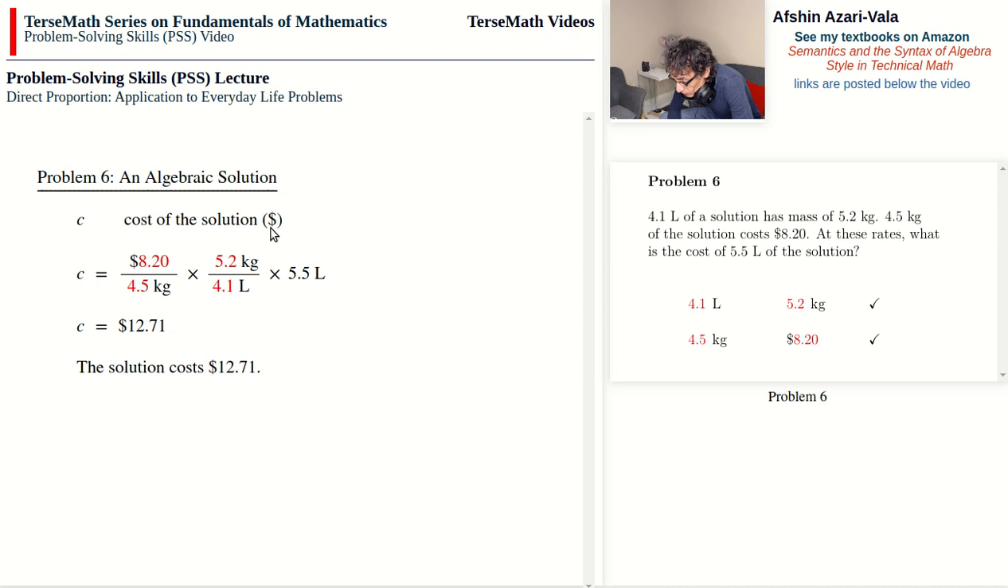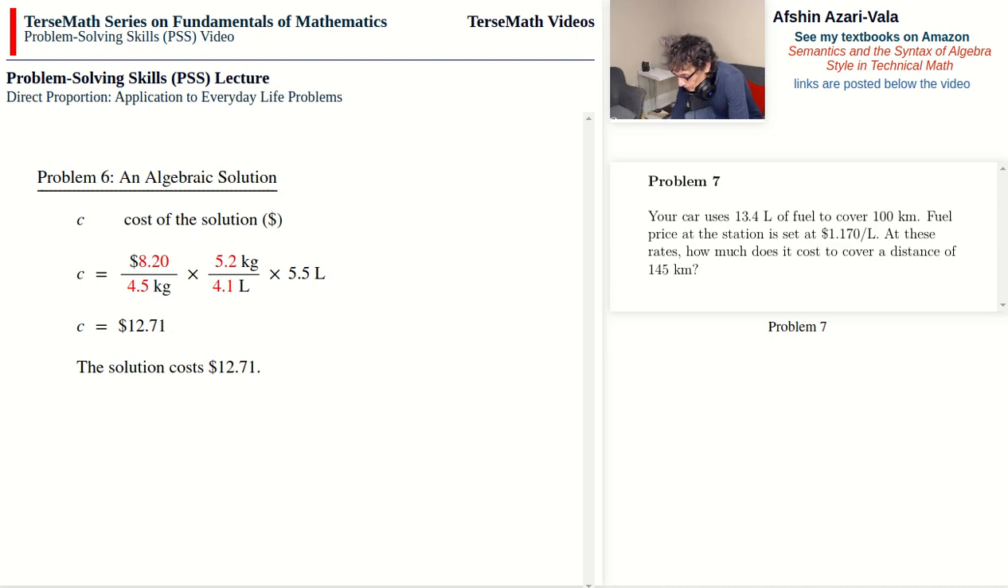C is the cost of the solution in dollars. Because there are two relationships, we will have two divisions. Begin with the number that you want to work out. Now from the relationships, match the unit liters down here. There is only one option. 4.1 liters goes down. 5.2 kilograms goes on top. And then match the unit kilograms here after you check this off. 4.5 kilograms goes down. $8.2 goes on top. Multiply and divide, and you get 12.71.